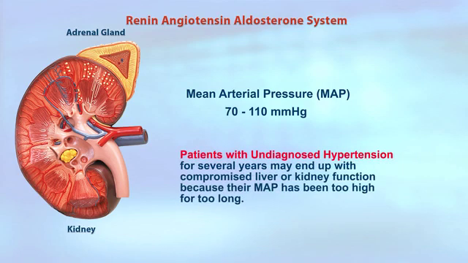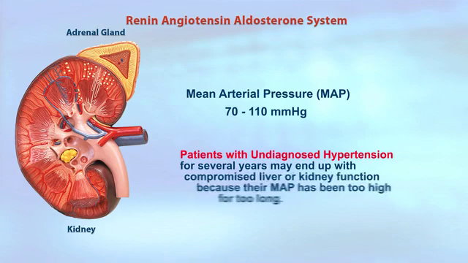Patients who have had undiagnosed hypertension for several years sometimes will get blood work done finally, and the physician notices that the patient has compromised liver or kidney function, and it has to do with the fact that their mean arterial pressure has been too high for too long.